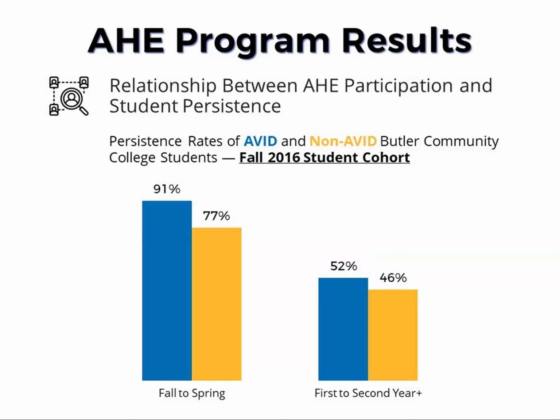And the fall 2016 cohort realized a substantive difference between AVID and non-AVID in the freshman, fall to spring, 91 versus 77%, which is a fairly large difference. And 52 versus 46%. So we see those gains still at 6% from freshman to sophomore persistence at Butler for the fall 2016 cohort, which was the 3rd year of their program development.